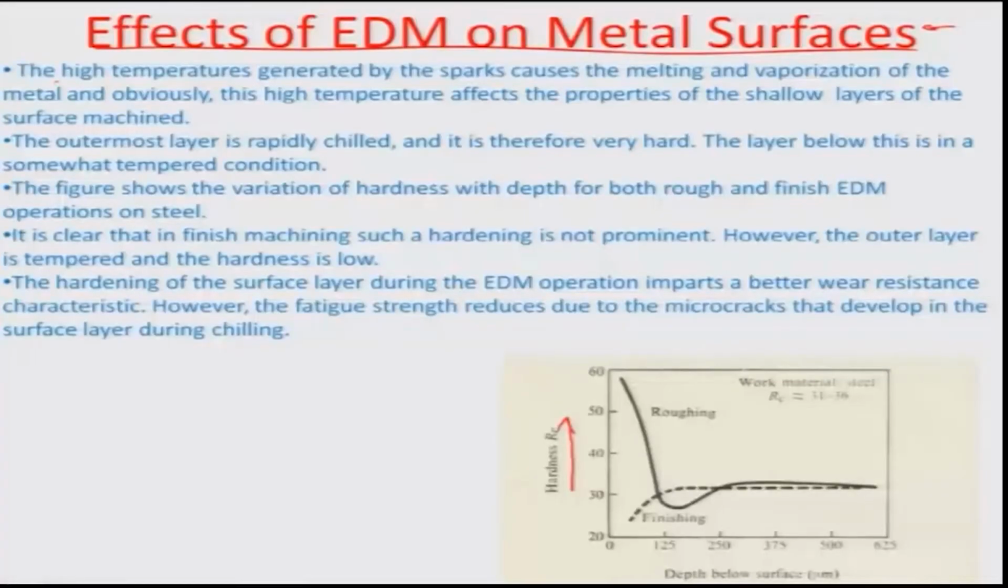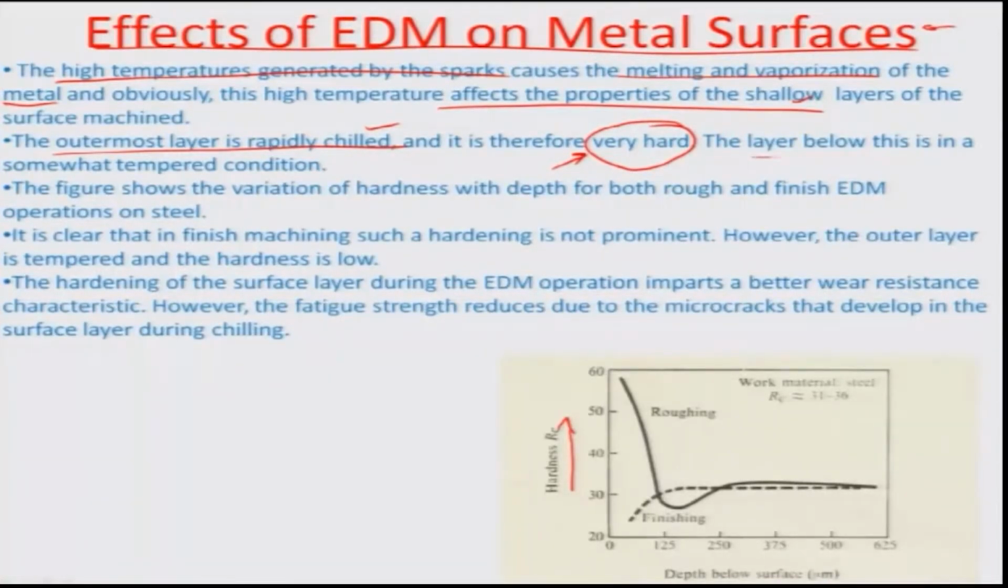The high temperatures generated by the sparks cause melting and vaporization, as you know, and melting and vaporization of the metal and also resolidification would definitely affect the properties of the materials which are close to the surface. Maybe we can call them the shallow layers of the machined surface. So, the outermost layer is obviously rapidly chilled, and so it would be definitely very hard because of the quick chilling action. If you may remember the temperature transformation TTT curves as illustrated in part 1 of this course, we had mentioned there the quick formation of the martensite state which results in hardening. We are also machining steels here, so obviously this rapid cooling would result in this kind of hardness.